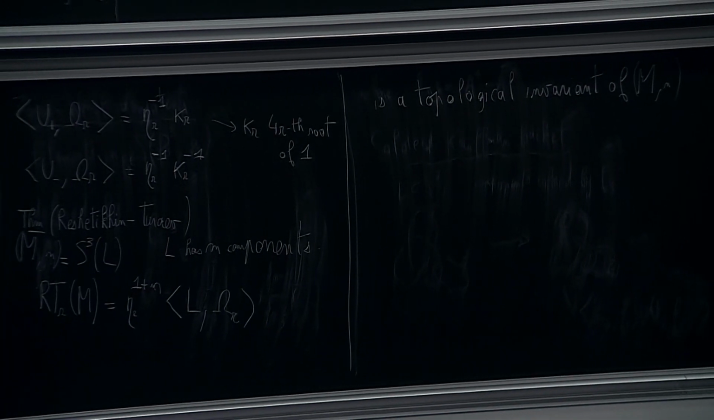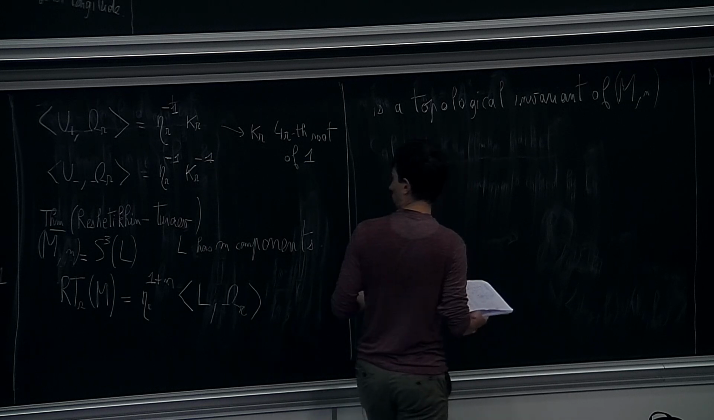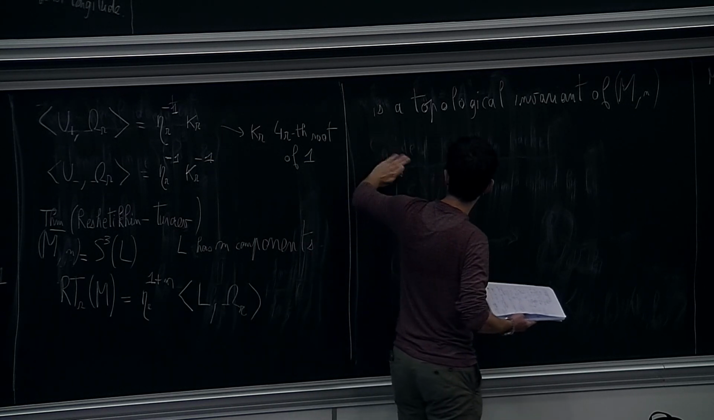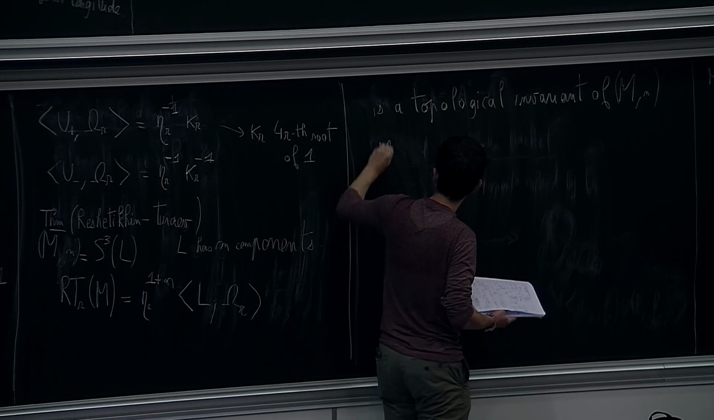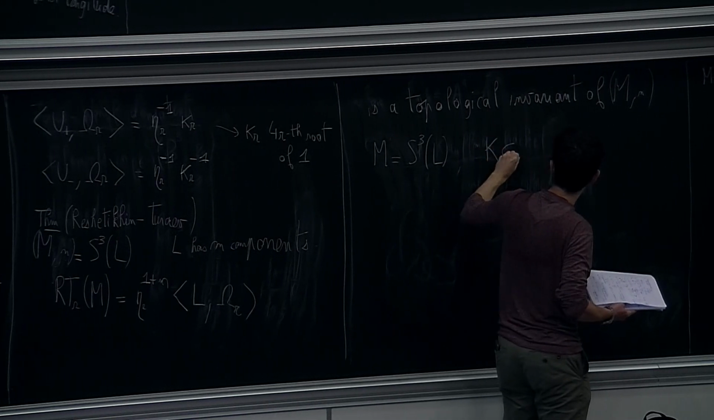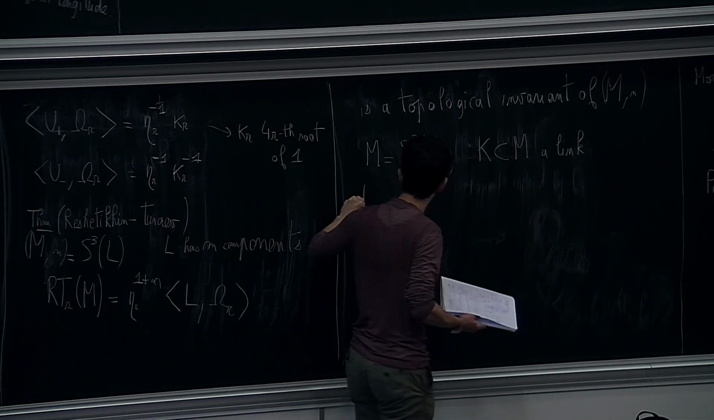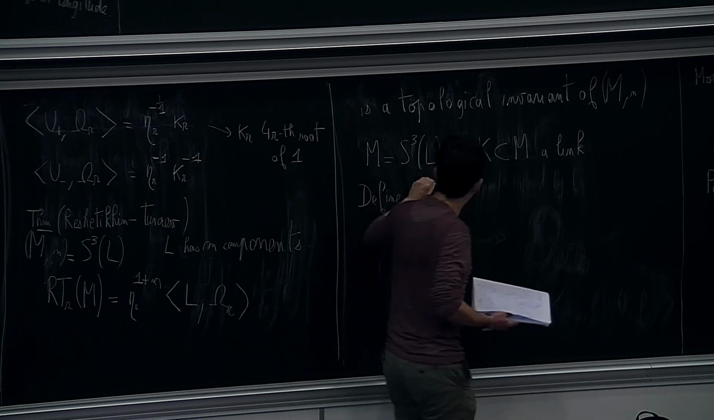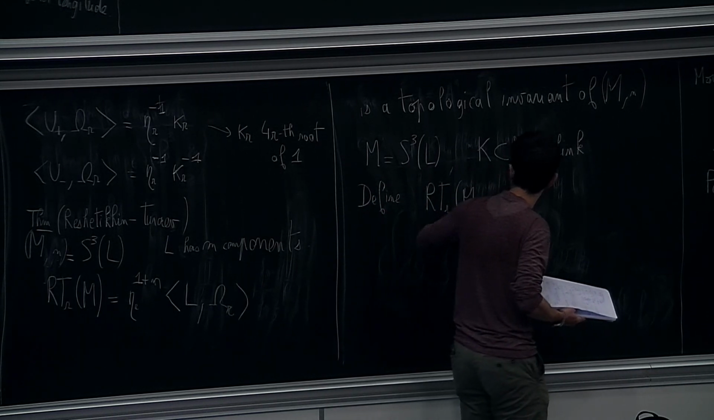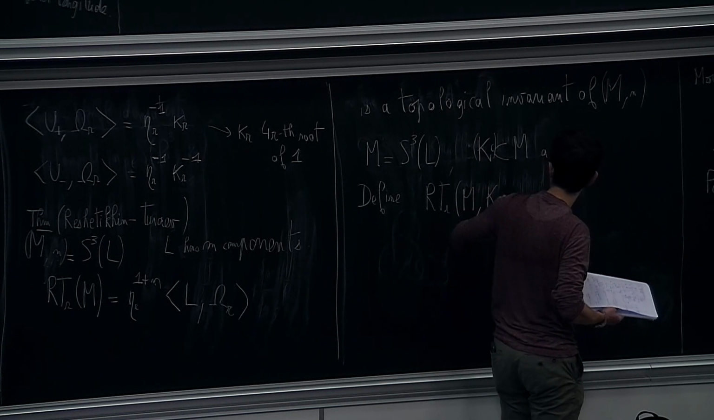And this shows that, because we already know that we have invariance under the Fenn-Rourke move, this thing is a topological invariant of M. Okay, so we can extend this definition a little bit. If we have that M is S3 surgered along L, and we also have K inside M, a link, we define the invariant of M with the link K in it. And maybe I take this to be a colored link, colored by C.